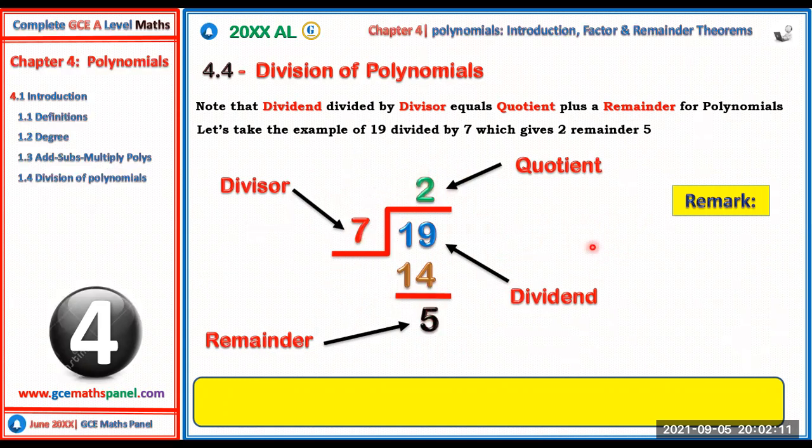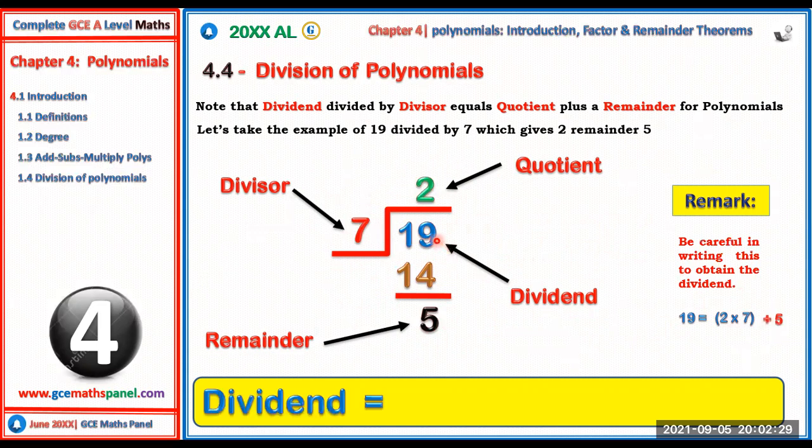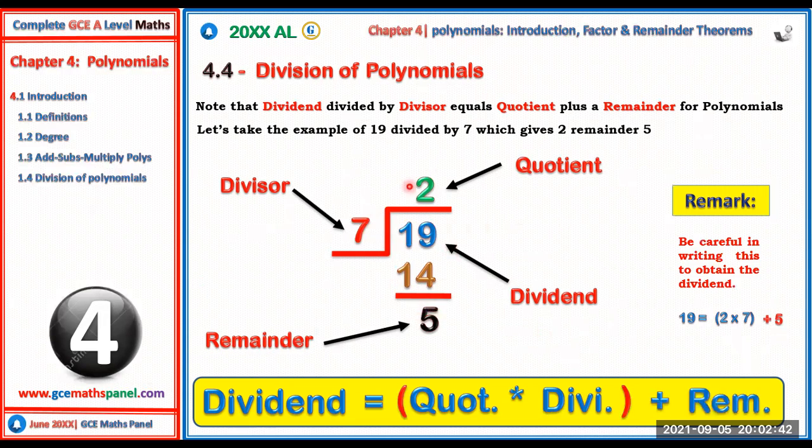Quotient times divisor plus remainder. That is BODMAS. So this can be written as 19 is equal to 2 times 7 plus 5. If the remainder is minus 5, we'll put plus minus 5 or just minus 5. So 2 times 7 plus 5 will give us this 19. So the dividend is equal to quotient times divisor, in brackets as we do that first, plus a remainder. Take note of this. We are going to be applying this for division of polynomials. This is the concept. Nothing changes.